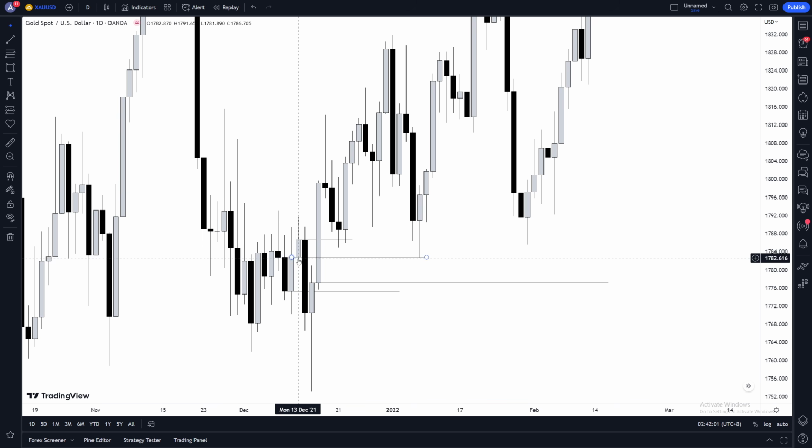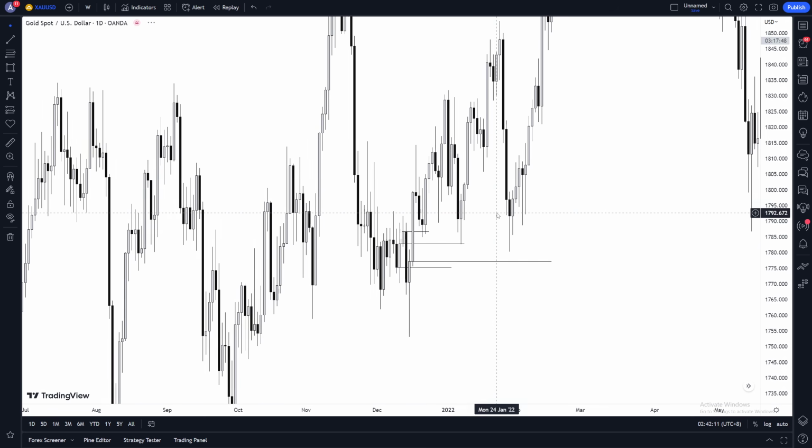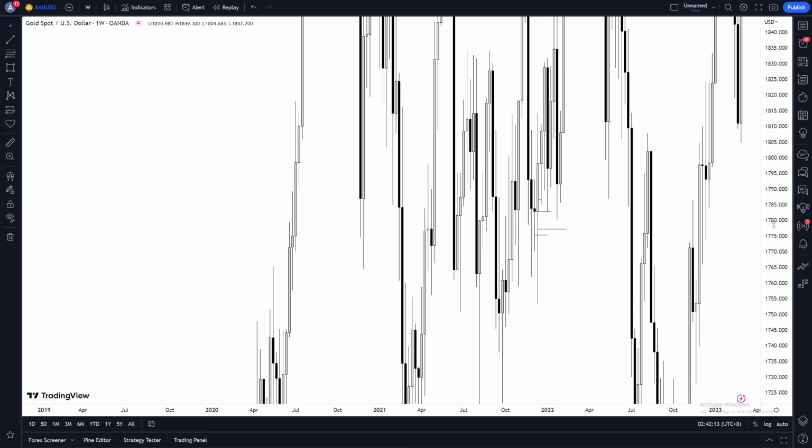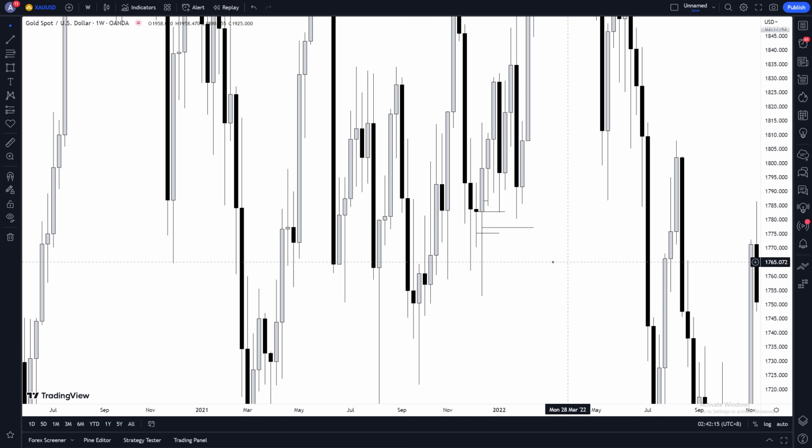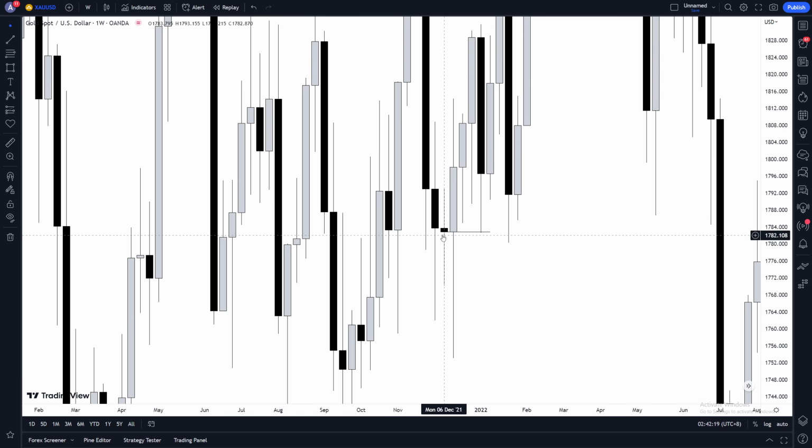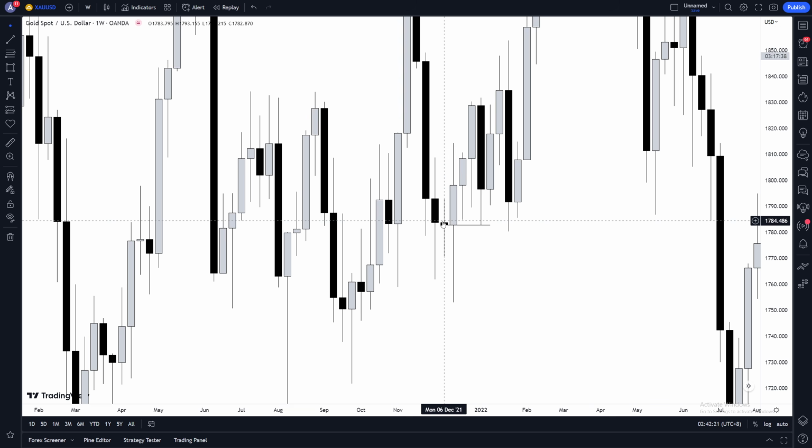Buy resistance. Sorry, buy support. What am I saying? Buy support. Breaks that, becomes resistance. Breaks that, becomes support. Let's see, maybe there's an MTF. I don't think there's an MTF. What do you know? Weekly support. Sell, buy. Weekly support.